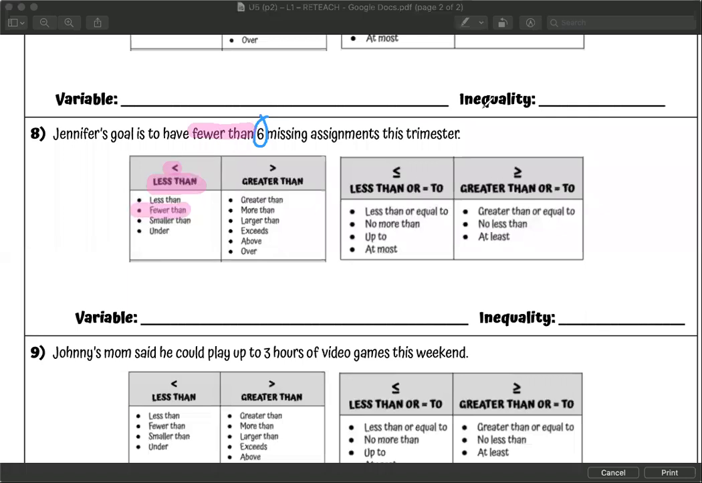So let's write a variable and then write our inequality. We're talking about a number of assignments, so missing assignments. So I'm going to say M equals missing work. And that is the variable I'm going to use to start off my inequality. So we're starting with the variable M. The inequality symbol that we already figured out is less than. The number that was in the problem is 6.